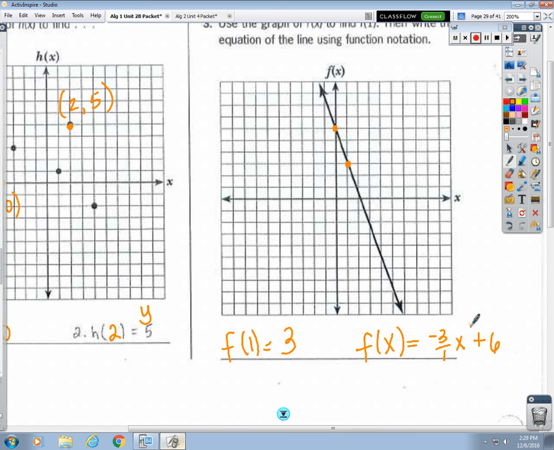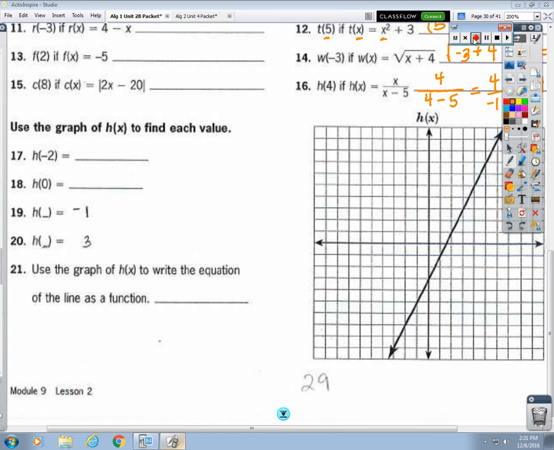The 1 is understood. Okay, now turn to page 29, the one we were just working on a few minutes ago, and try to finish the bottom of it, 17 through 21.